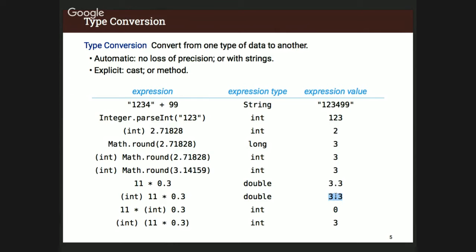If I wanted to do what it looks like I wanted to do, I'd have to first do the multiplication, put that in parentheses. 11 times 0.3 is 3.3. And then I cast it to the int. So I'll take the 3.3, throw away the decimal part, I'll be left with the integer 3, which is what I get.